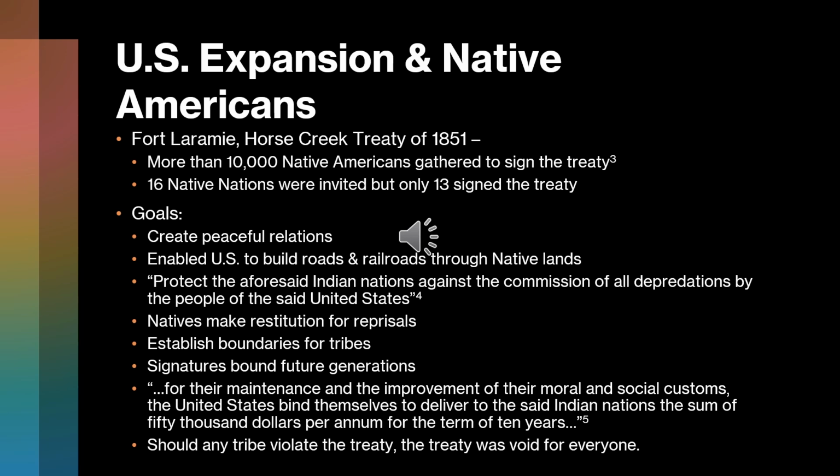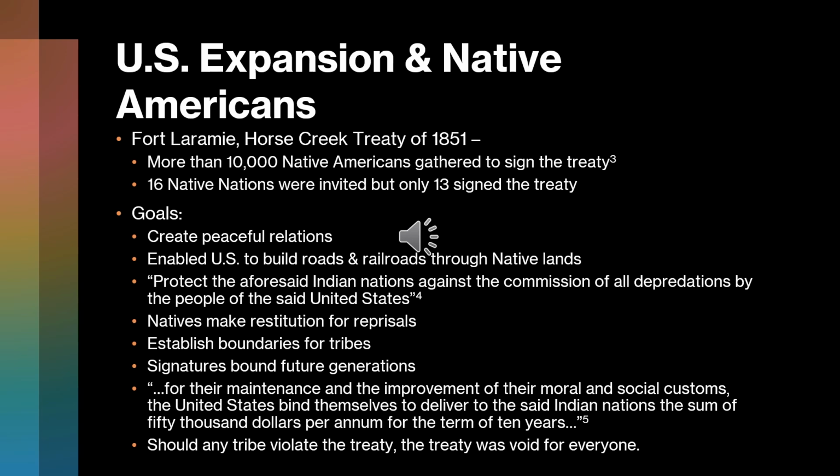And the idea here was that when the chiefs signed this and the American representatives signed this, this was binding forever. They were going to be held to account forever for future generations. Now, also, what was interesting here is that as long as this treaty was good, each Native American tribe that signed would get a sum of $50,000 for 10 years. Now, that is a ton of money in this time period.